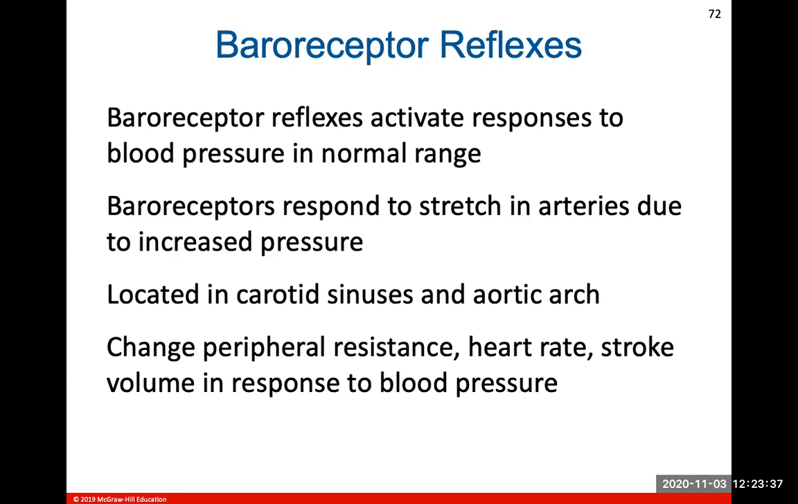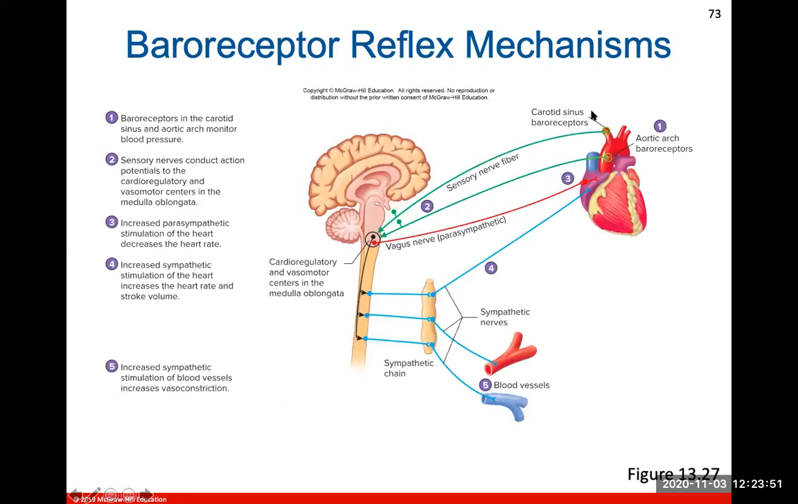Baroreceptor reflexes activate responses to blood pressure in the normal range. They respond to stretch. They're located in the carotid sinus and aortic arch. They will change when there's a peripheral resistance, heart rate, or stroke volume change in response to blood pressure. So here's the baroreceptor reflex mechanism, located in the aortic arch and carotid sinus. They'll stretch in response to changes in blood pressure, and that stretching will be sensed. And then the vasomotor center in the medulla oblongata will elicit some sort of response to try to counteract that change in blood pressure.